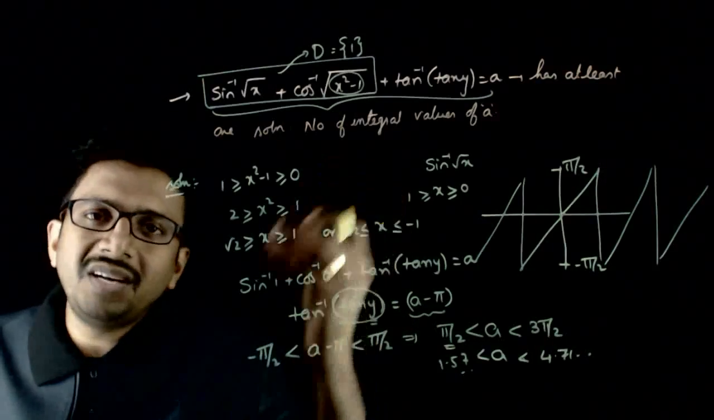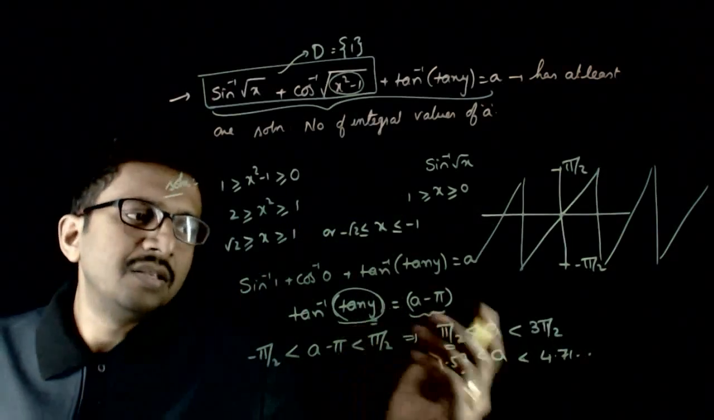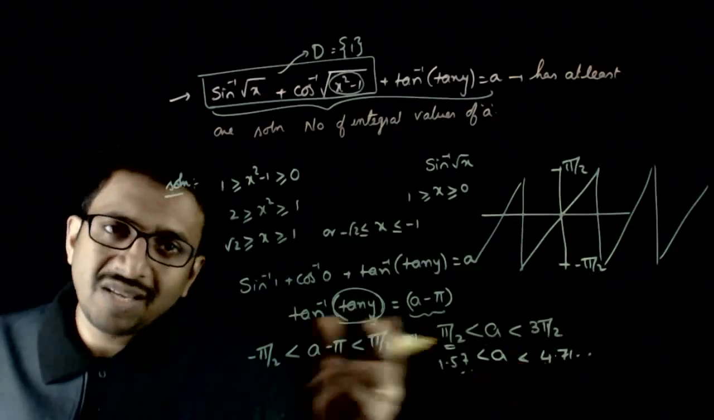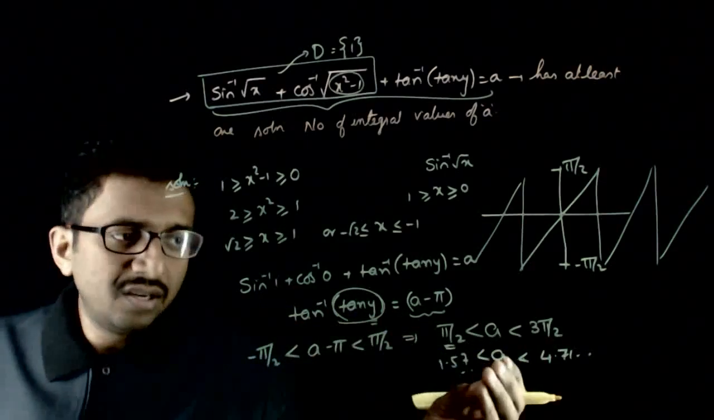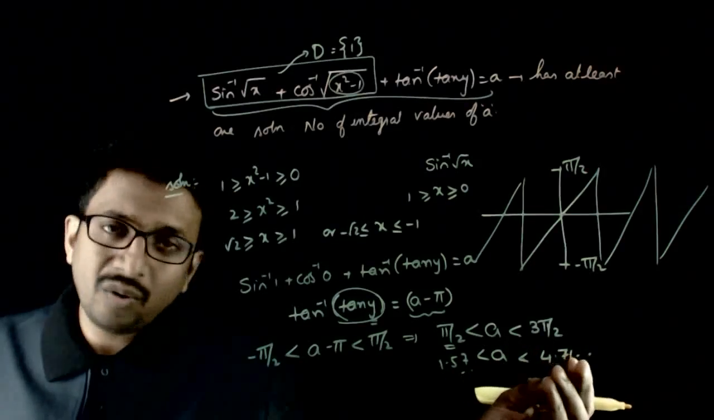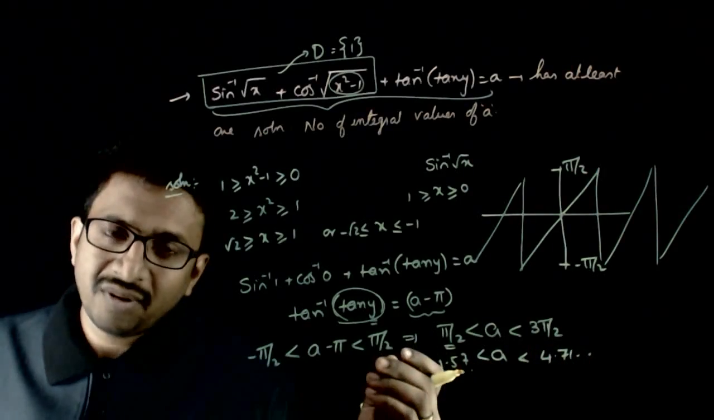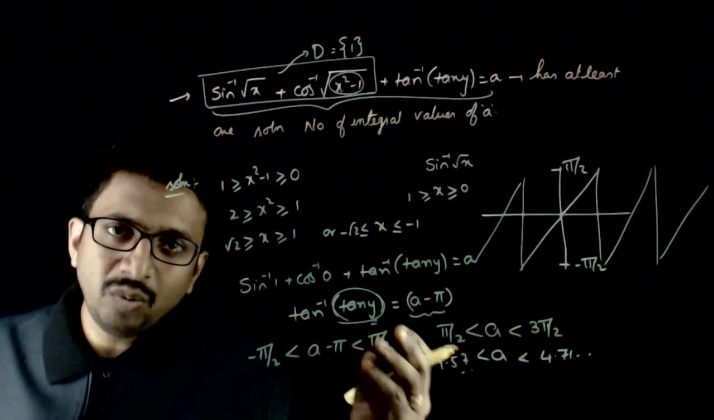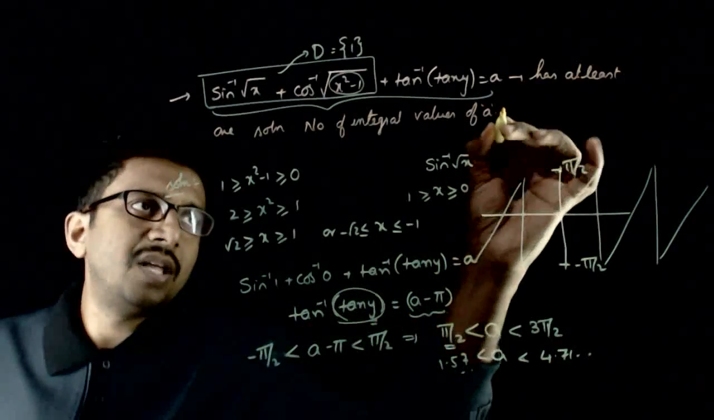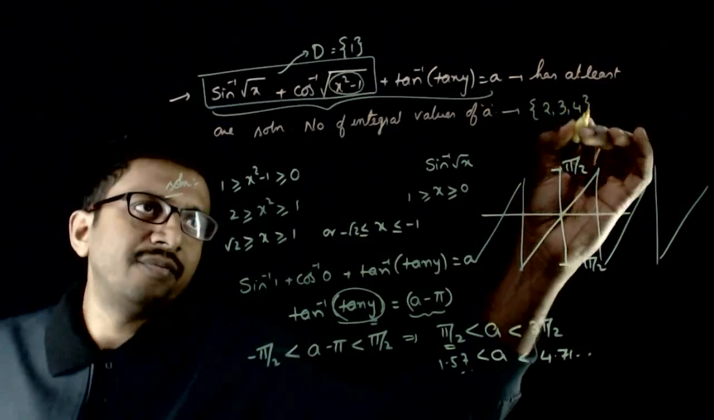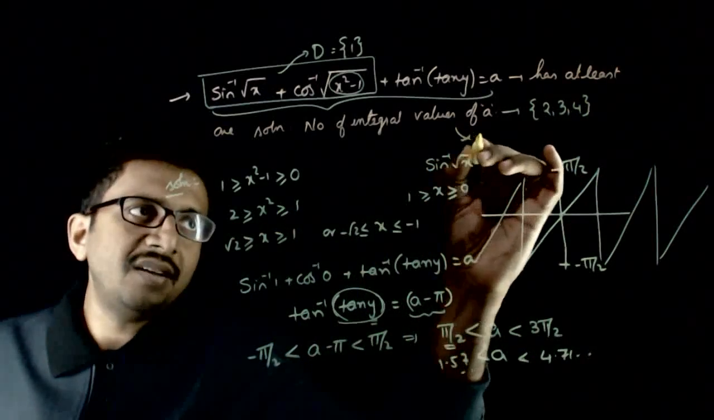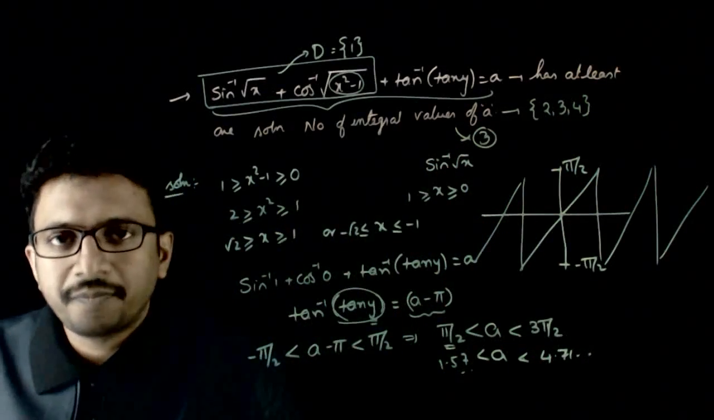In the question, how many integral values of a are possible? What are the integral values of a which lie between them? 2, 3 and 4. You don't have 5 or 1. So you have to start from 2, 3 and 4. The integral values of a which are possible are 2, 3 and 4. So how many integral solutions are there? 3 is the answer to this question. Thank you.